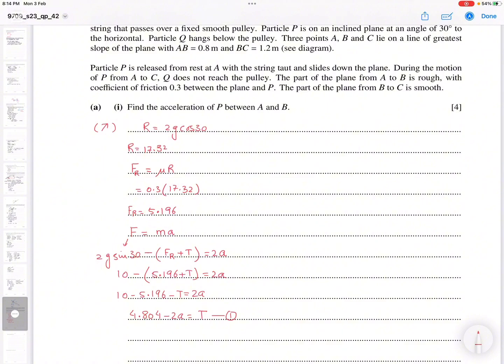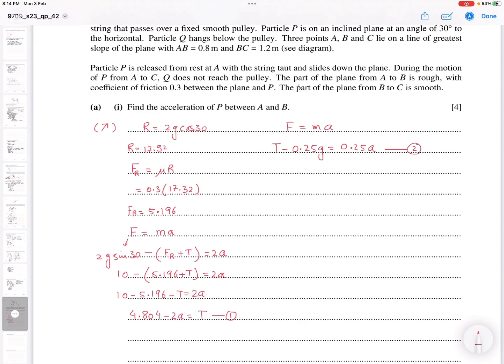Now for the second equation, we can work with the particle Q. Again, use F equals ma, and for particle Q, my force would be T minus 0.25 g is equal to, my mass is 0.25 and a is a. This is my second equation.